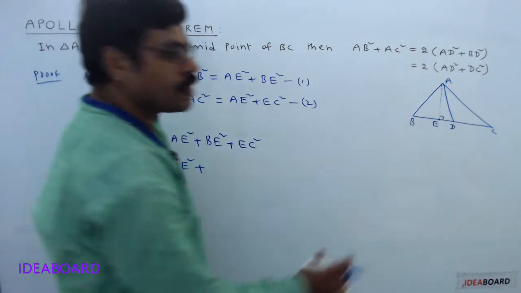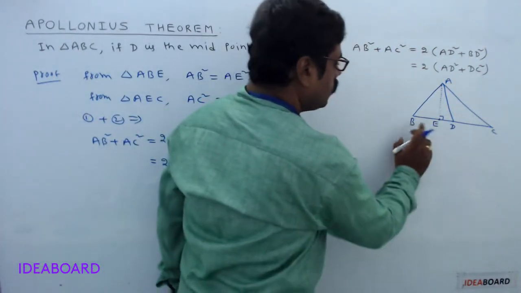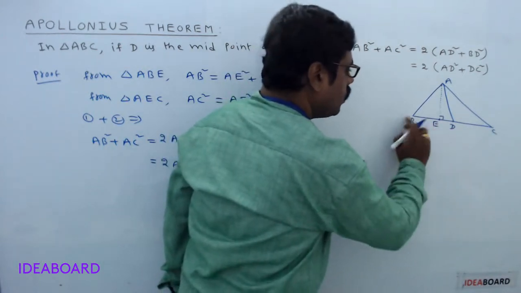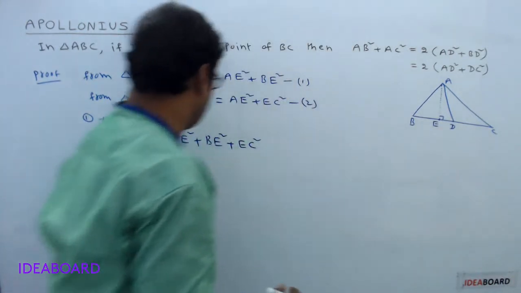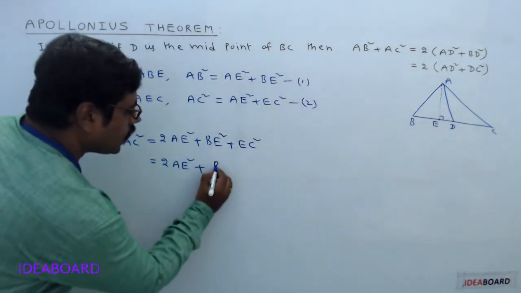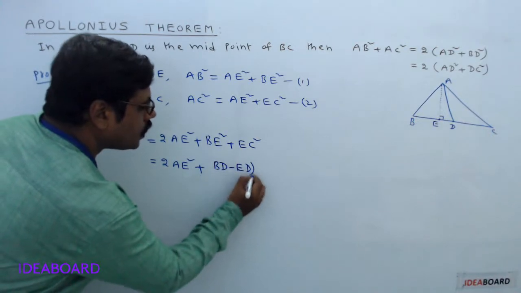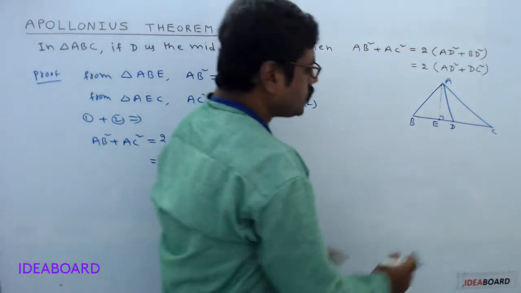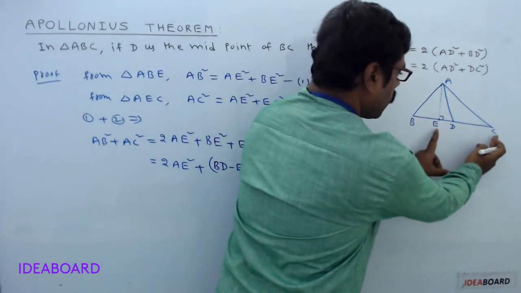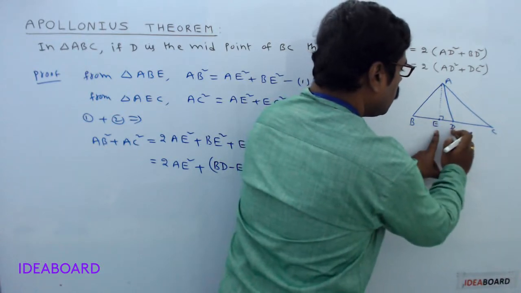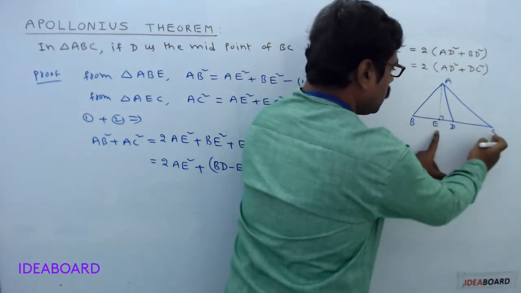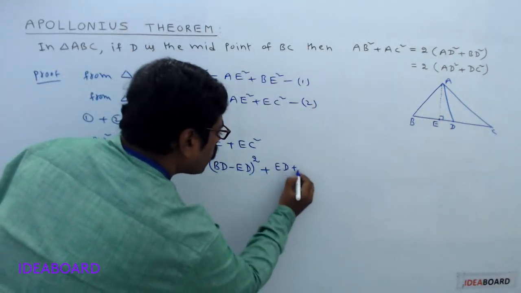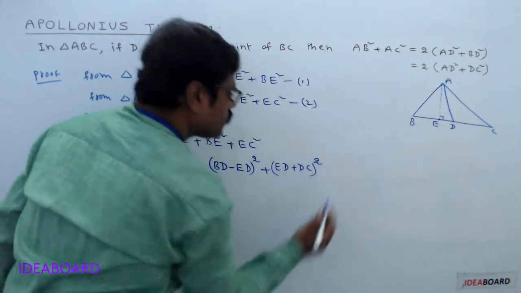Now come to the diagram. This BE can be taken as BD minus ED, so BE square is BD minus ED whole square, plus EC square. Now this is the part EC. Again EC can be taken as ED plus DC, so EC square is ED plus DC whole square.